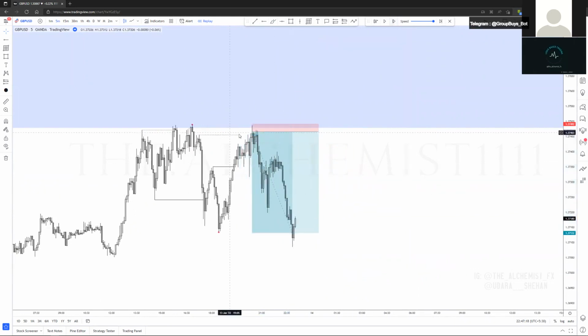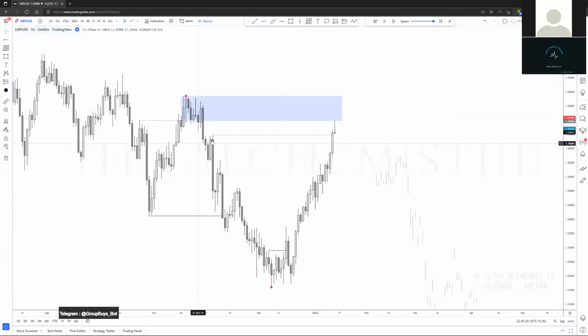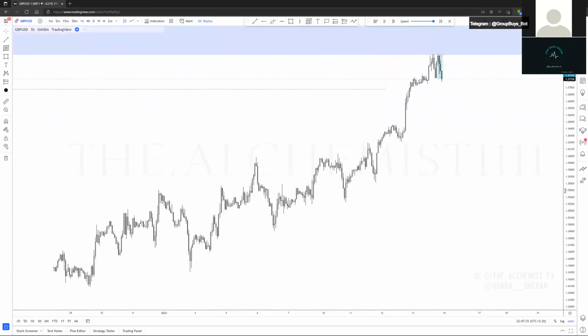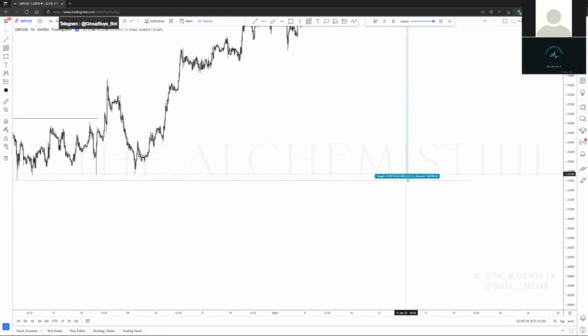You take your partials, and where are you going to hold it into? If you remember, where is the setup based on? Daily. After taking out the daily internal range liquidity, where will they come next? Daily external range liquidity. See that? Now where is your target? Your target is all the way down here. Daily external range liquidity. Yes, nice.